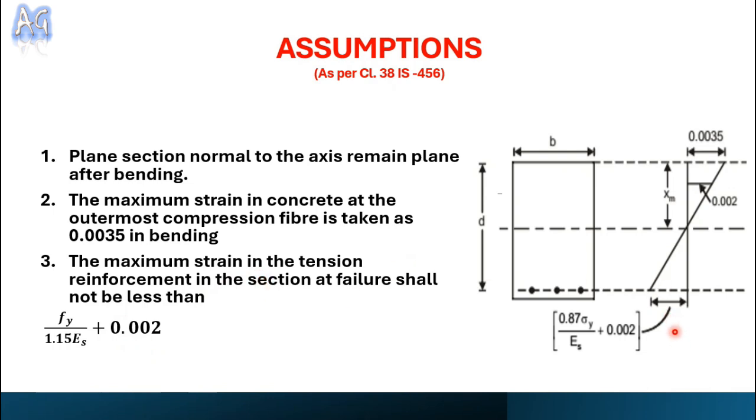So if we draw the strain diagram, it will be like this. Here we will get the concrete maximum strain, and here, at the level of steel, not at the extreme fiber concrete edge, we get this strain value. So steel is situated here, right? At this level we are getting this strain value.